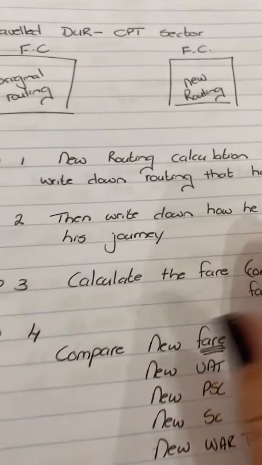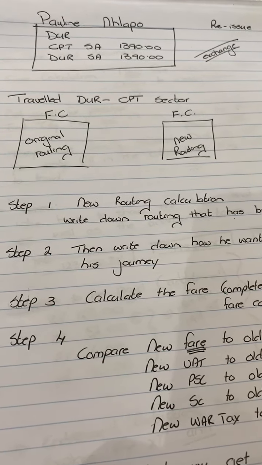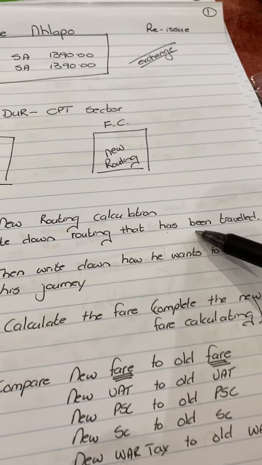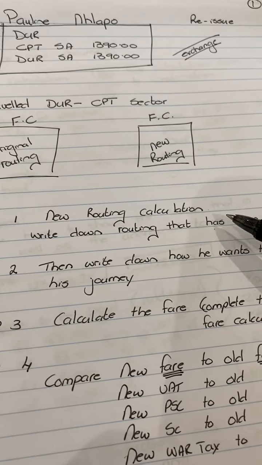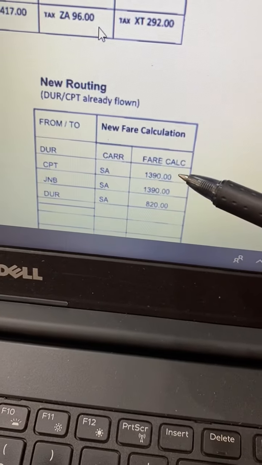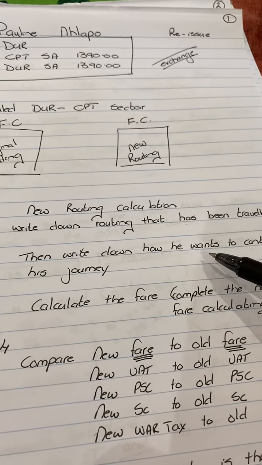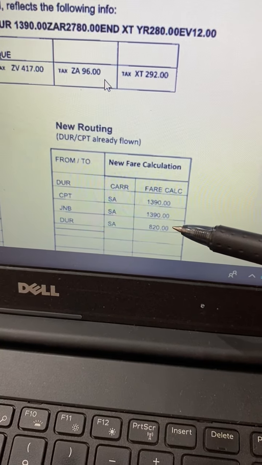What must we do? I want you to remember when we do new fare calculations with a rerouting, whether it's traveling more sectors or less sectors, the first step that you have to do is this one. You write down what she has traveled. Please remember, the first step of the new fare calculation is to write down what she has traveled. That is exactly what we have done. Then step 2, I've summarized it for you as well. You write down what she then wants to travel, the rest of the journey. That is exactly what we've done there. She then travels to Johannesburg and she then travels to Durban.